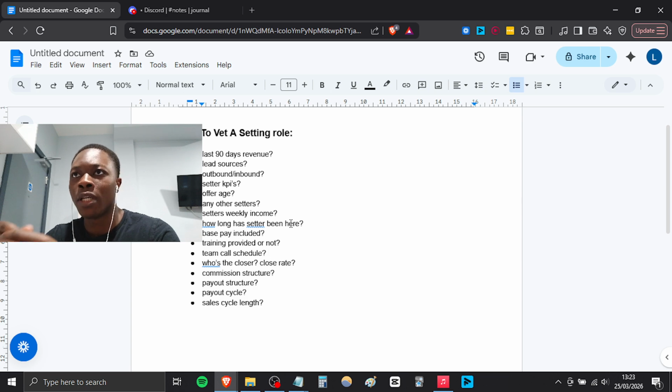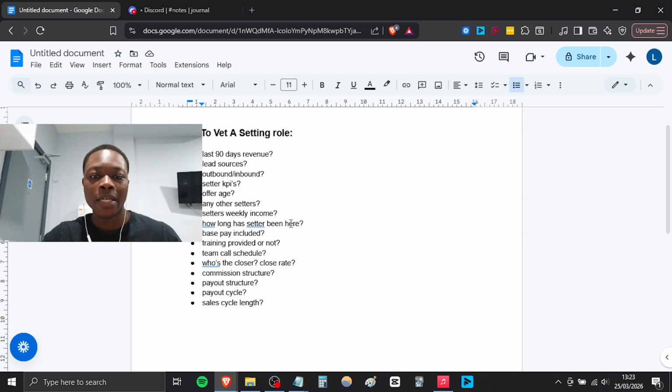So then you basically want to clarify that. Then you want to make sure, okay, is there base pay included in this? If so, what are the conditions for it? Is it that I have to hit or exceed my KPI in terms of volume done for X amount of time, then I get base pay? Or is it there from the start, or is it not there at all?